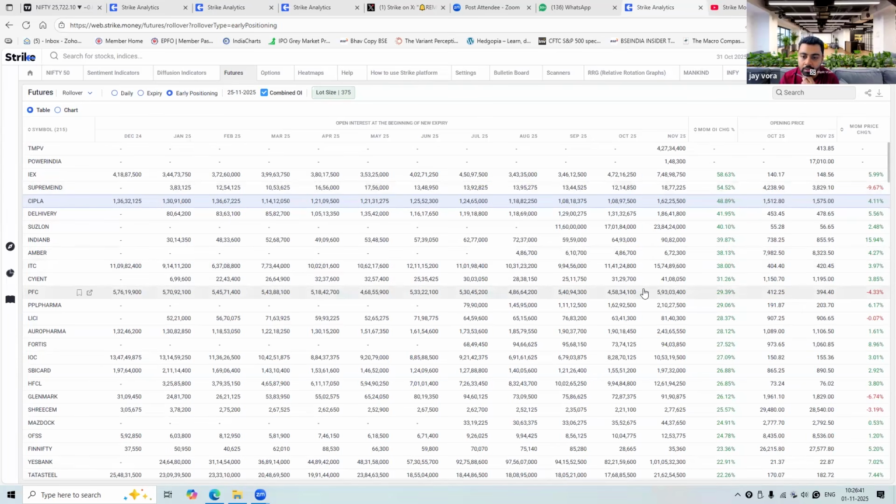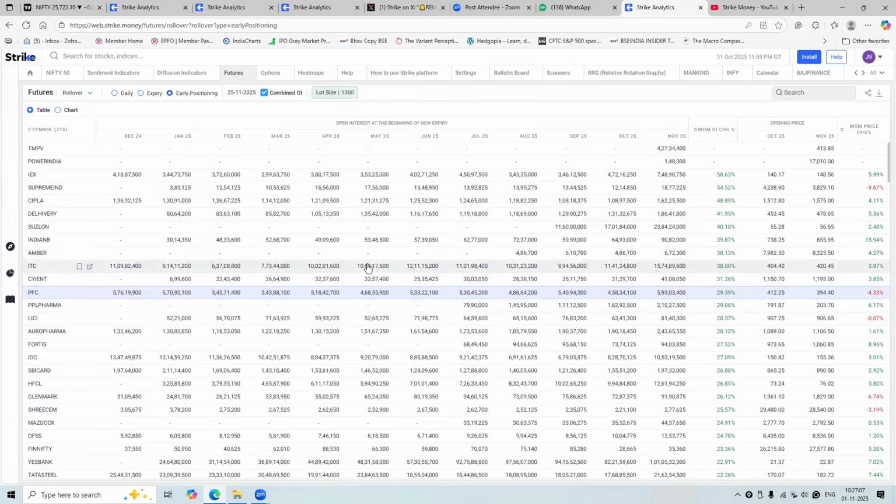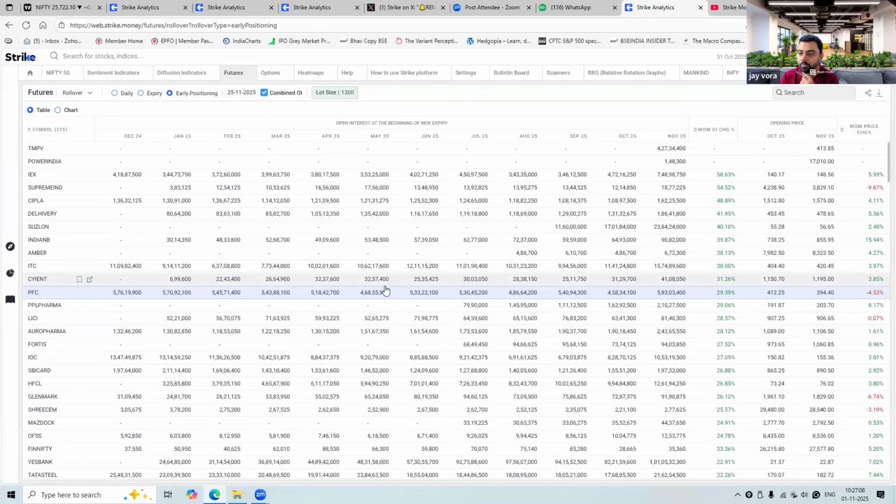For example, I'll show you. I was checking one thing. Now you see this, okay? PFC shows a 30% rise in OI, right? But you see, the normal average was only 576 over the year. You can see 5 crore 76, 5 crore 70 lakh, and so on. So it has just come back to normal. This is how the trend will help you.